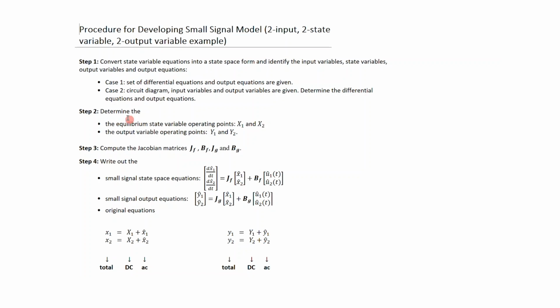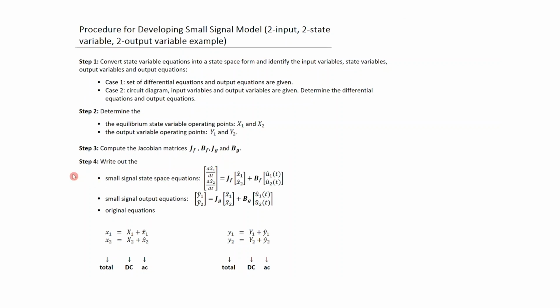All right, having done that, the next step is to determine the equilibrium state variable operating points x1 and x2. It's the first step. We know what u1 and u2 are, which are the steady state values for the input variables, but we need to determine x1 and x2, because without x1 and x2, we cannot determine the steady state or equilibrium points for y1 and y2. So this comes first, and then having computed x1 and x2 and knowing u1 and u2, we can compute y1 and y2. Having done that, we can compute the Jacobian matrices, the 4 of them. Why? Because we have all the steady state points, and don't forget the Jacobian matrices involve partial derivatives, which are evaluated at the equilibrium points.